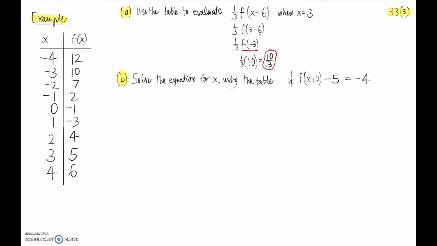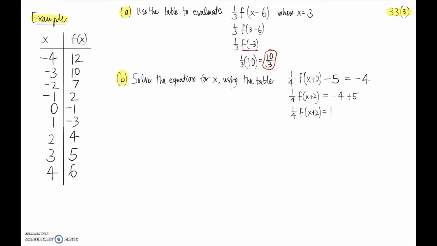So the thing that we're going to do is clean all of this up as much as we can. We're going to isolate this, hopefully. And so cleaning it up means kind of stripping away the numbers that are attached to this. And we can strip this guy away and strip this guy away and just move it to the other side. So first, just adding 5 to both sides. F of x plus 2, -5 plus 5 will go away, and then we have -4 plus 5. And so this becomes 1/4 f of x plus 2 equals 1.